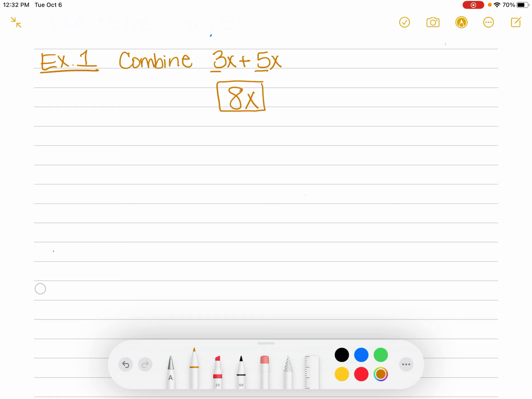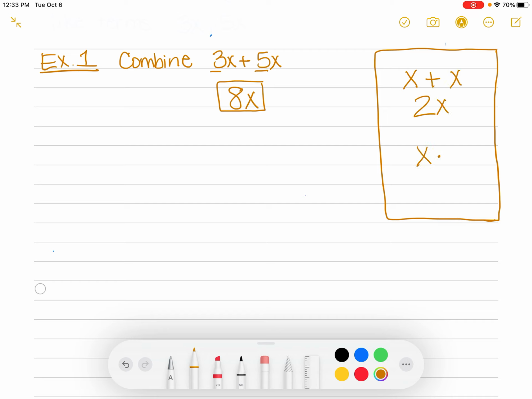Okay, do not put 8 squared. One of the things that I tell my kids every year is that they need to learn two very important things, and that is that x plus x is 2x, and x times x is x squared. In fact, I put this as an extra credit sometimes on tests because I have so many kids get it wrong. And so remember, these are two different problems. X plus x gives you 2x. The x times x gives you x squared. Two different problems.